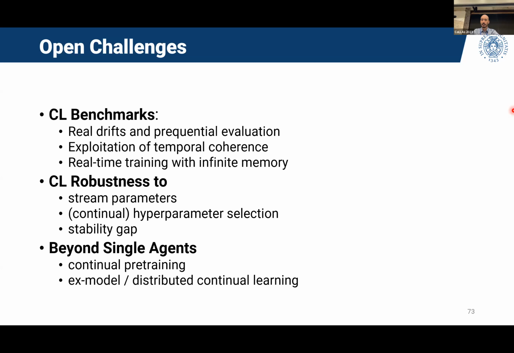So I'm going to leave these open challenges. Basically, these are the things that I tried to highlight in the tutorial and that I think are easy to solve. Most, maybe not all of them, but some of these I think are easy to solve. We don't have many solutions, so even a small improvement is enough. And they are quite important continual learning properties. So for the benchmarks, making methods that work on real drift and sequential evaluation, the exploitation of temporal coherence, the real-time training with infinite memory, robustness to stream parameters, hyperparameter selection, stability gap, and finally, going beyond single agents, so continual pre-training and the idea of continual learning.